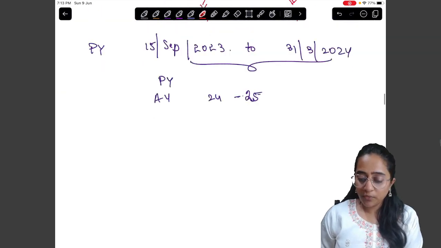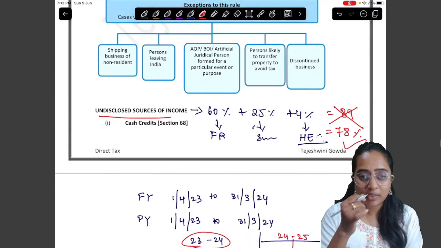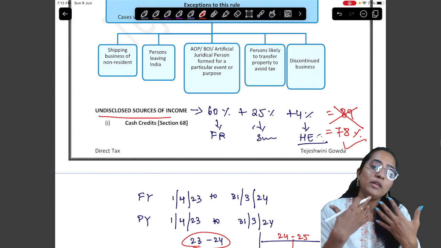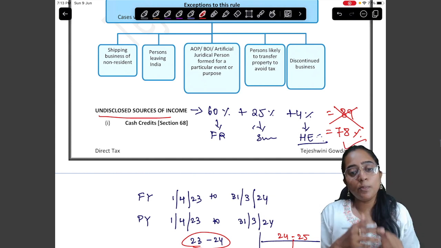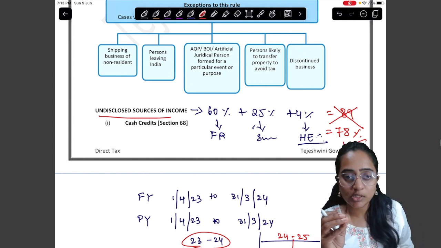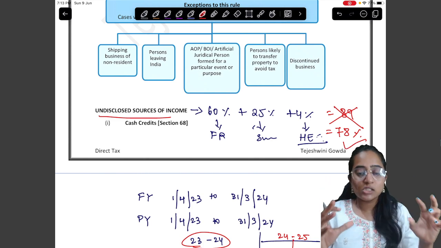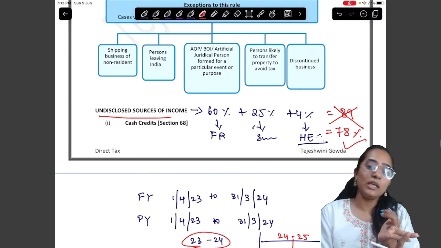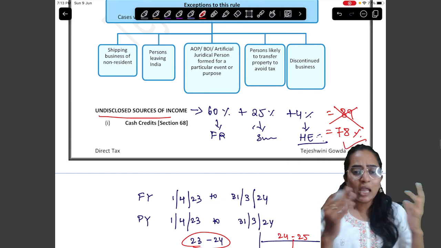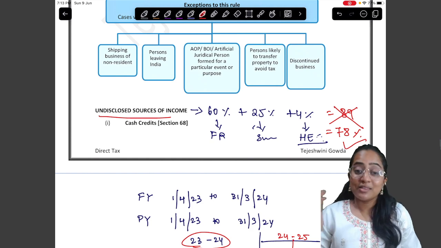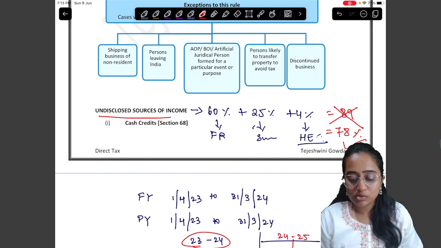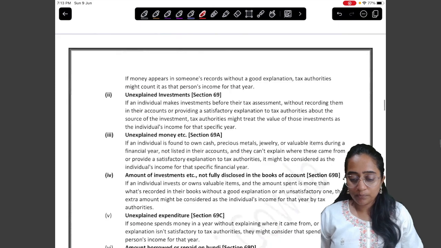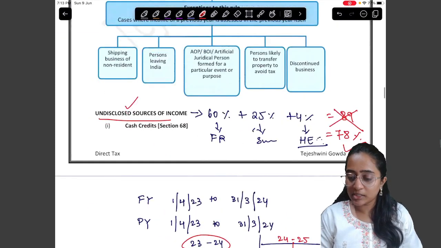Now, first of all, what is meant by this undisclosed source of income? Wherein you have earned a certain income shown in your books of accounts, but are not able to give a proper explanation or not able to satisfy the assessing officer with regard to the source, nature of the income, and other explanations, then the assessing officer is going to treat that income as undisclosed income, and close. Clear?